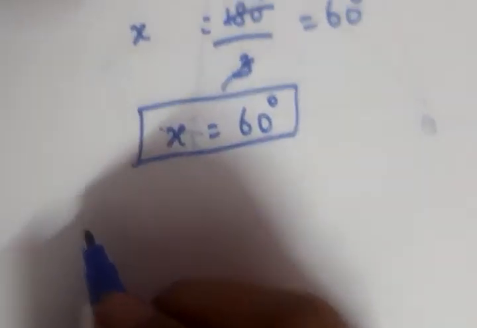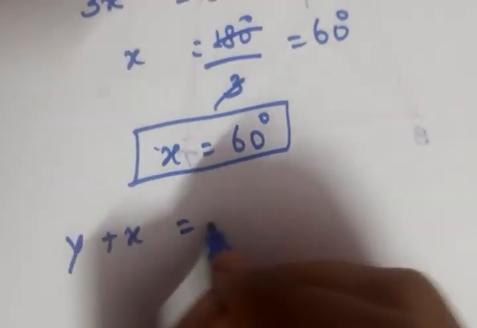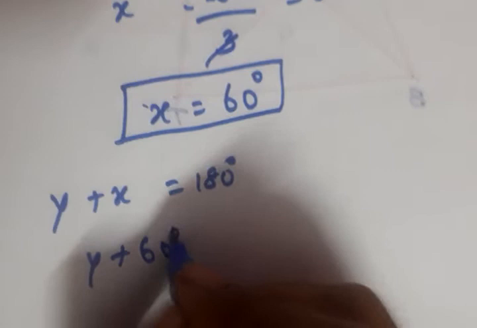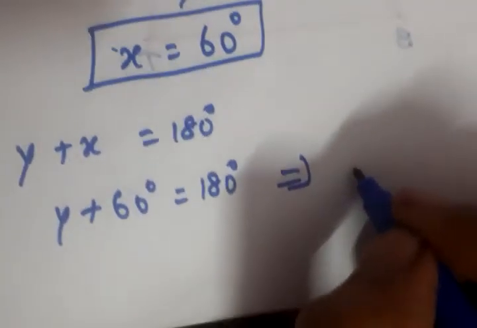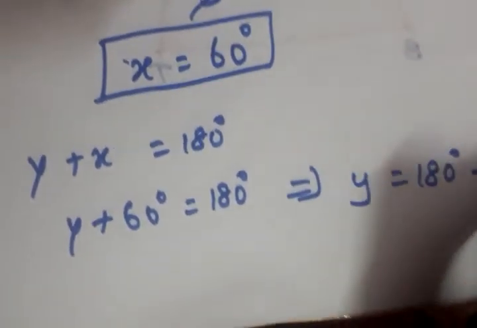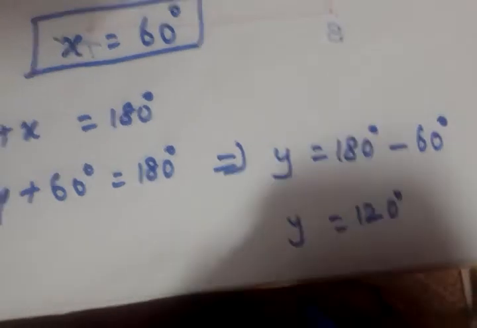Okay. So next one, angle Y. Angle Y plus X equal to 180 degree. So angle X value 60 degree. That implies Y equal to 180 degree minus 60 degree. So Y equal to 120 degree. Okay.